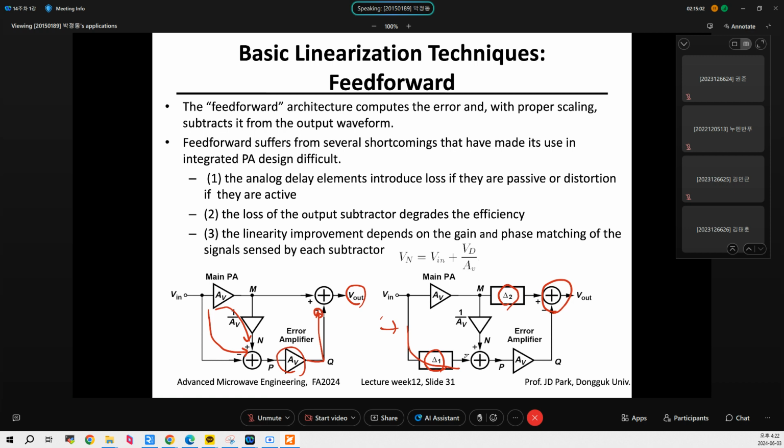The linearity improvement depends on the gain and phase matching of the signals combined by each subtraction. What it means is that if this is inverted, then it doesn't work. So it must be well controlled. The phase and gain must be well controlled to subtract correctly.